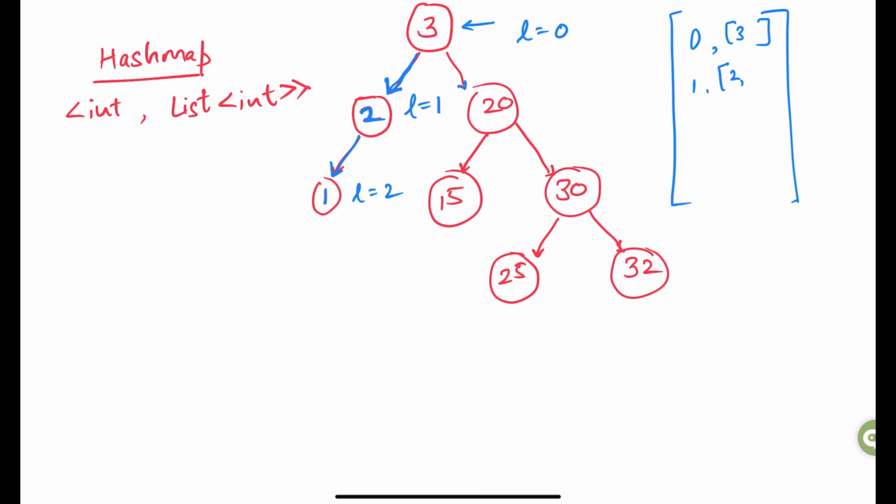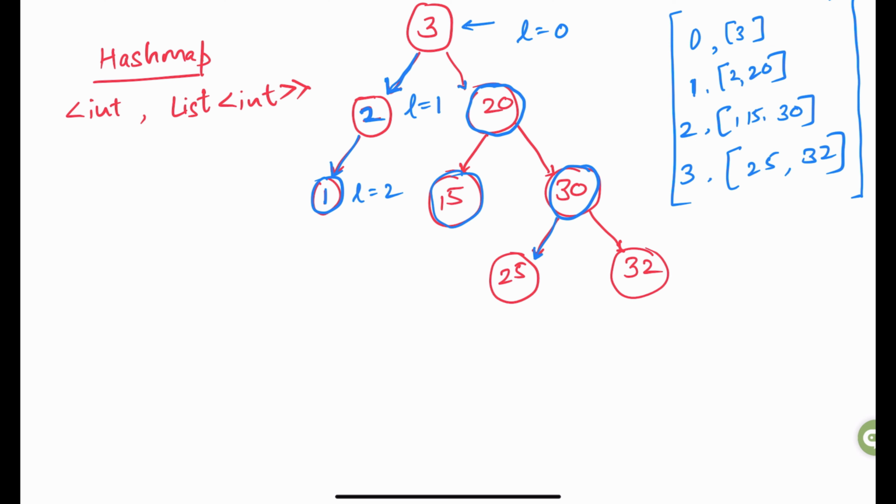Let's continue with the traversal by going to the next node, which is node 1. The level will be 2. Similar to what we did for the left leg of the root node, we'll repeat it for the right leg, but this time, each node will be added to an existing entry because level 1 and 2 have already been covered. So at level 1, we'll add 20 and at level 2, we'll add 15 and 30.